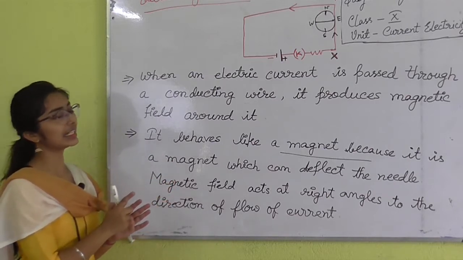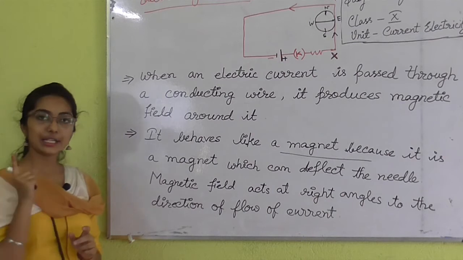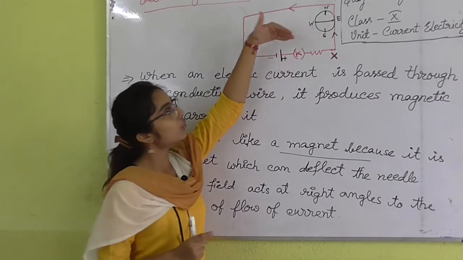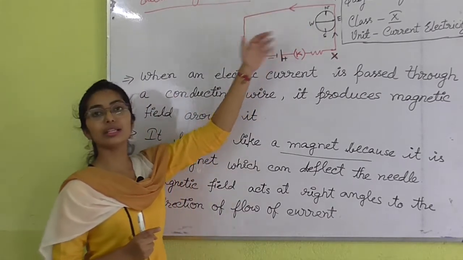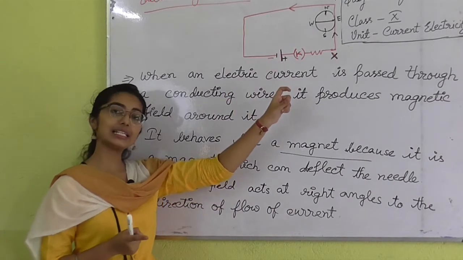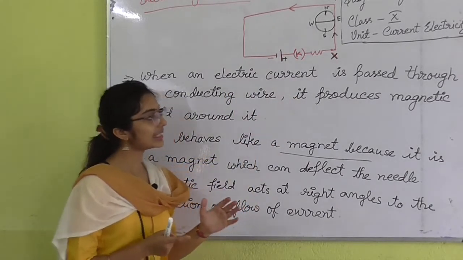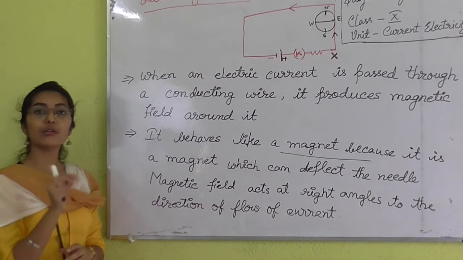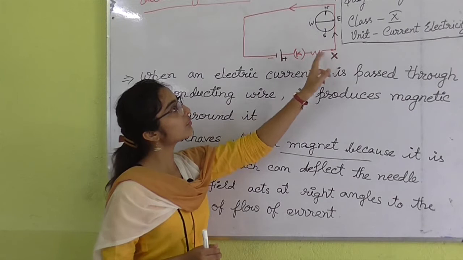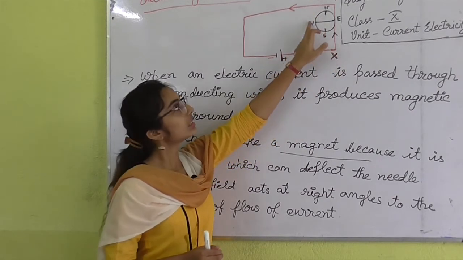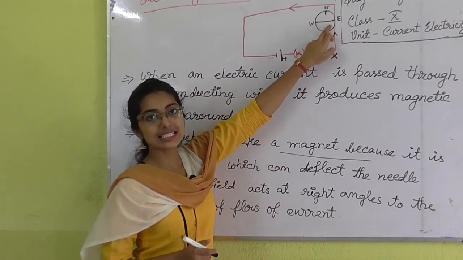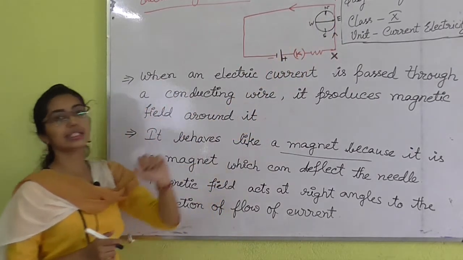This deflection depends on two things. Number one, where the magnetic needle is kept: over the wire or below the wire. The next factor is the direction of flow of current through the conductor. Here the direction of flow of current is from X to Y. So the north pole is deflected towards east and the south pole is deflected towards west.